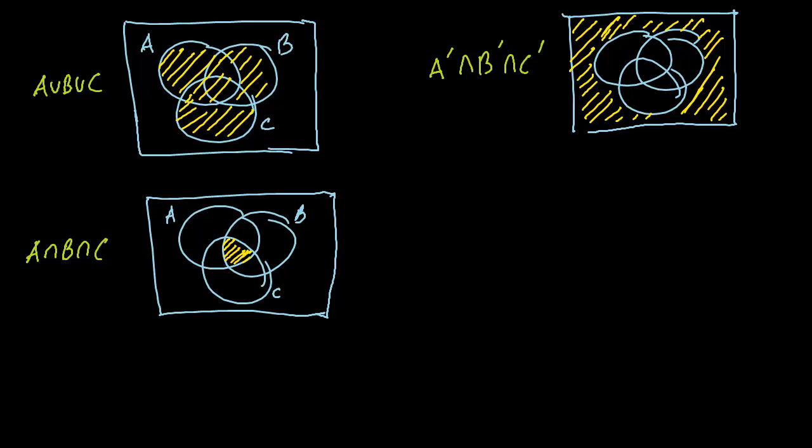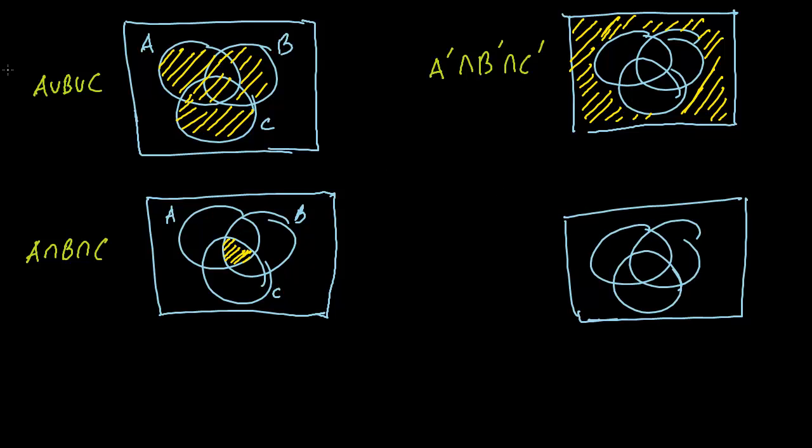Now in a three-set Venn diagram, there are some union sums that you have to remember. For example, if you have a question that is A intersection B and B intersection C union. So what you do is you remember, let me label it ABC first. This is A, this is B, this is C.